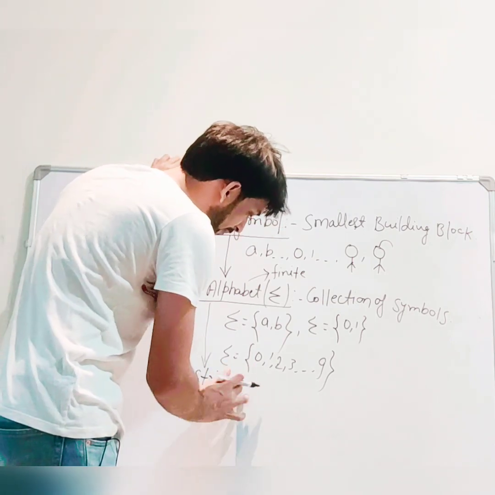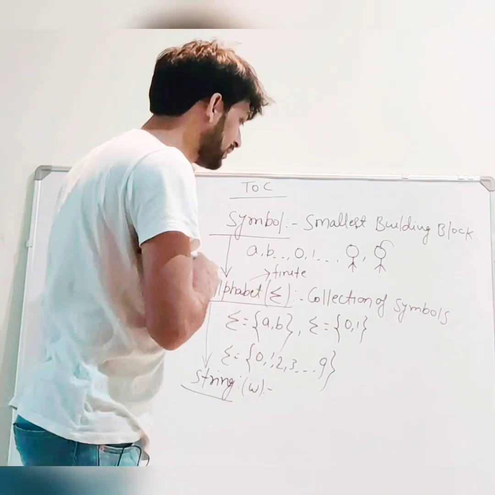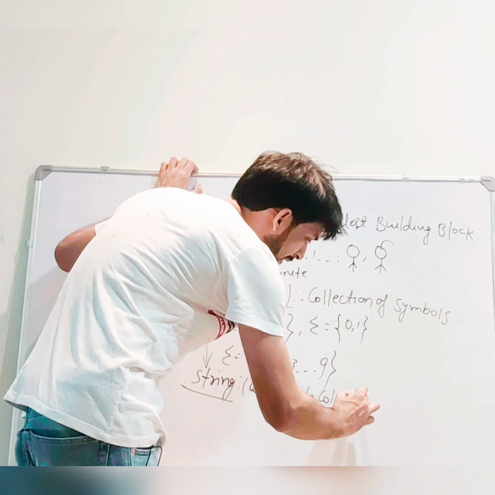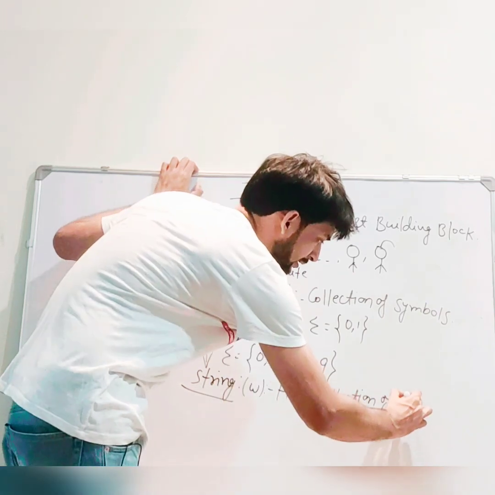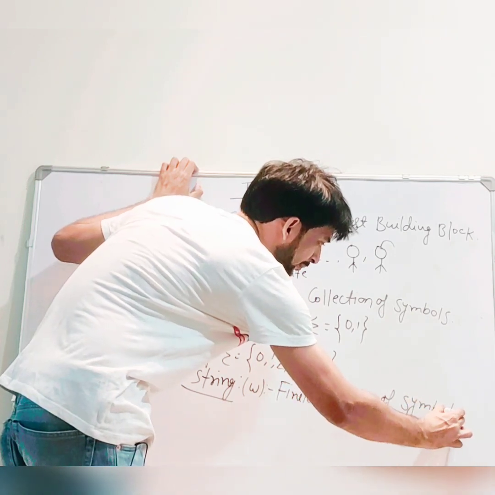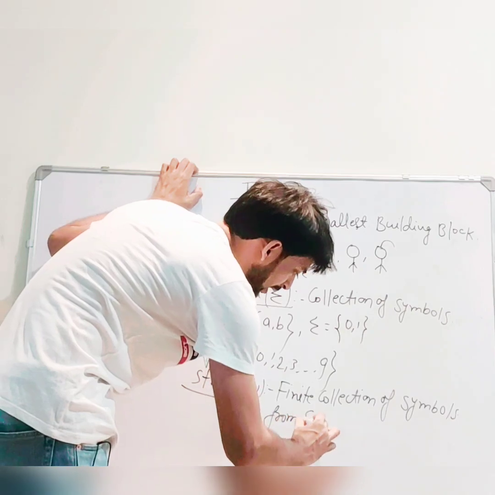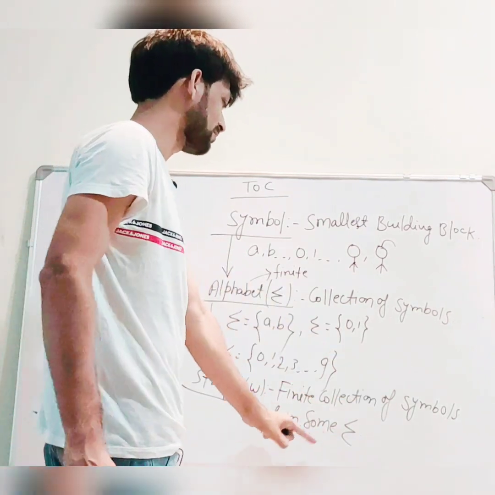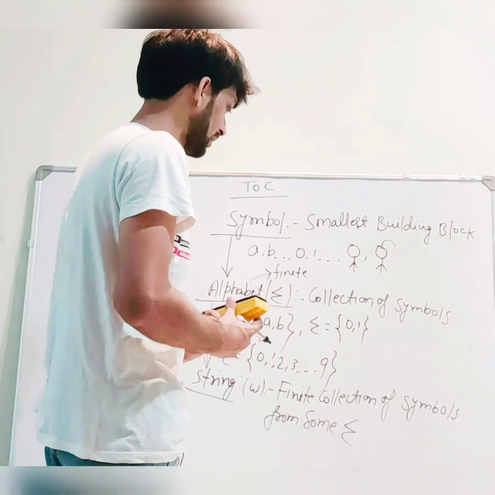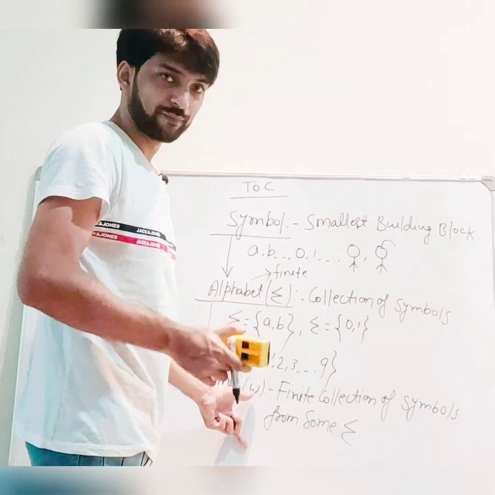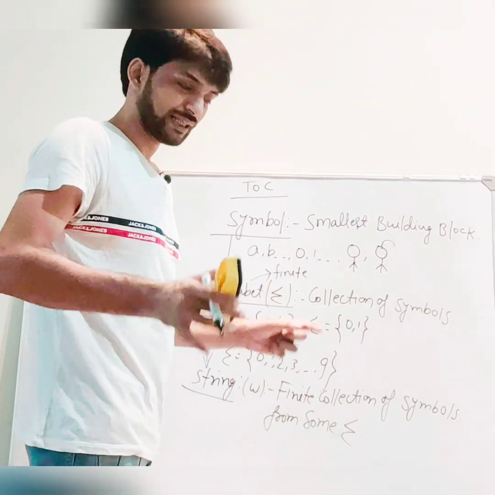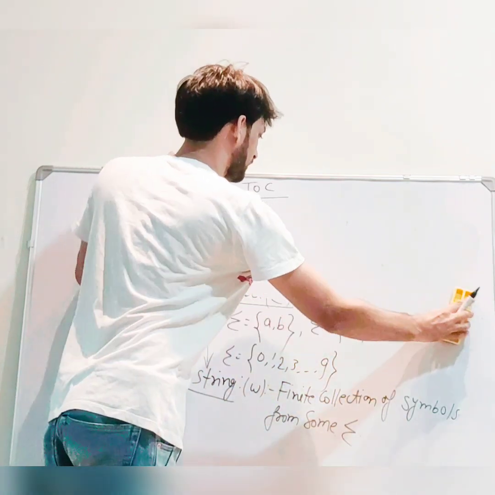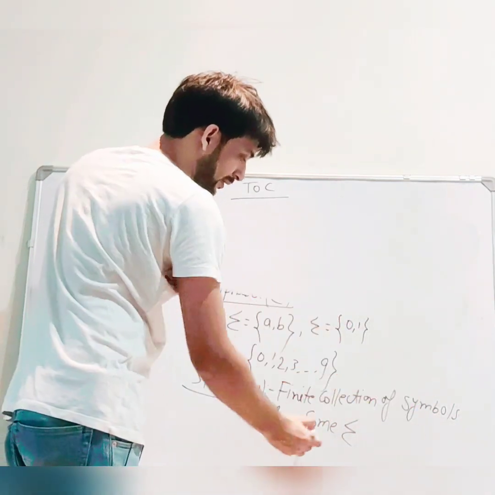A string is denoted by W, and a string is nothing but a finite collection of symbols from some alphabet, that is, from sigma. What does it mean? A finite collection of symbols from some alphabet. Just make a note of it, and I am going to erase it. If you don't understand anything, just pause the video, go back and rewind it.